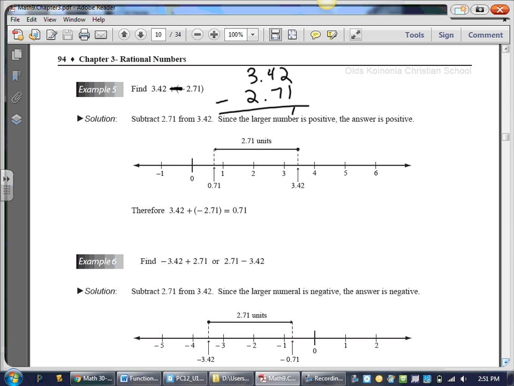2 take away 1, you have to borrow from the 3 to make a 14 take away 7, and 2 take away 2 is nothing. So your answer is 0.71. That would be like if you had $3.42, think money, $3.42, and you lose $2.71, you would have 71 cents remaining. So you have a positive 0.71.